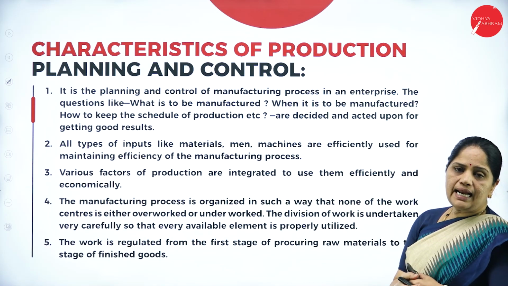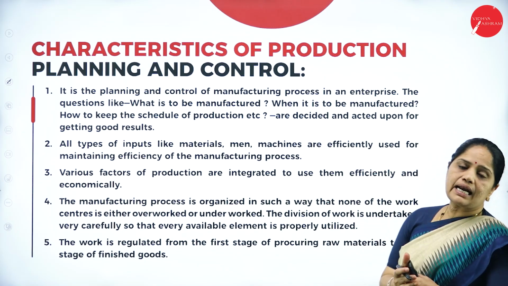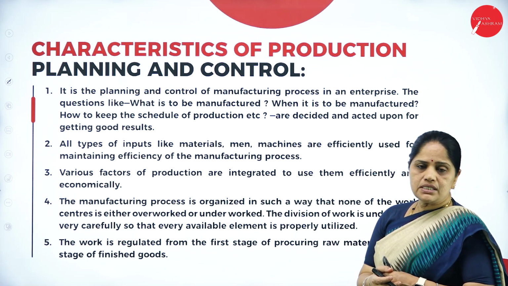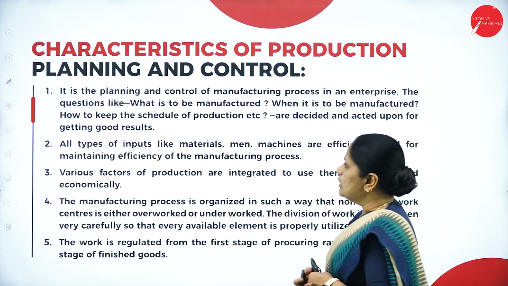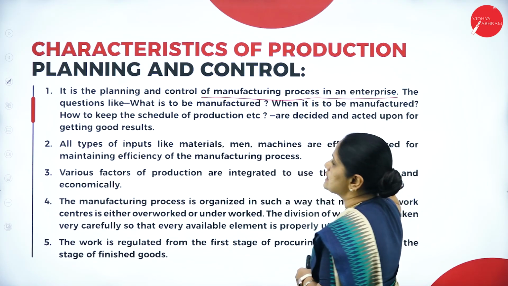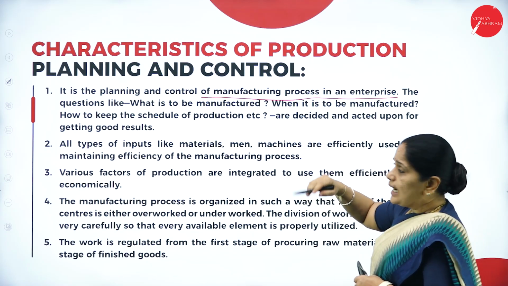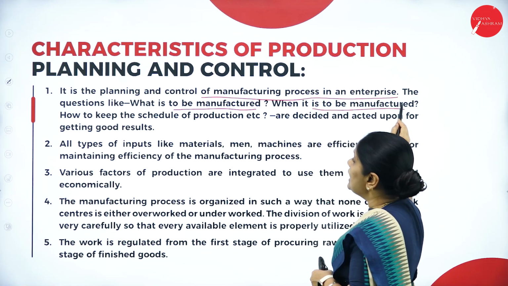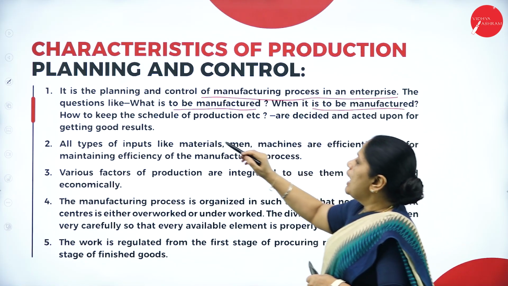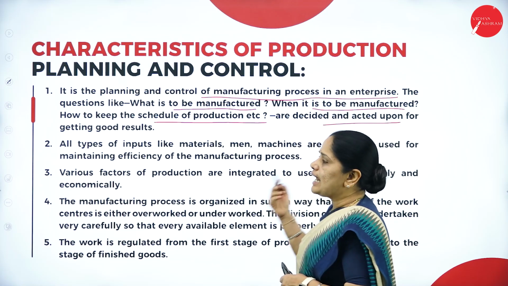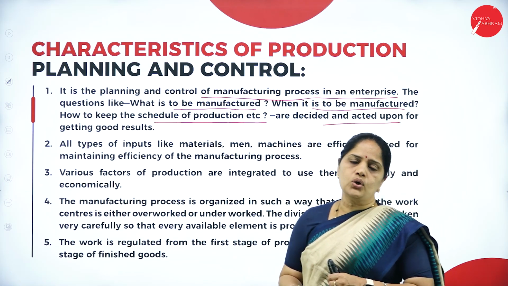Then next, let us understand what are the characteristics of production planning and control. What are the features of production planning and control? It is the planning and control of the manufacturing processes in an enterprise. It answers questions: what is to be manufactured, when it is to be manufactured, how to keep the schedule of production, all are decided and acted upon for getting the good result.